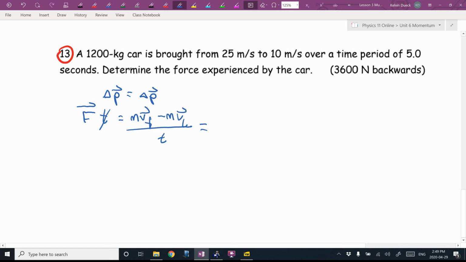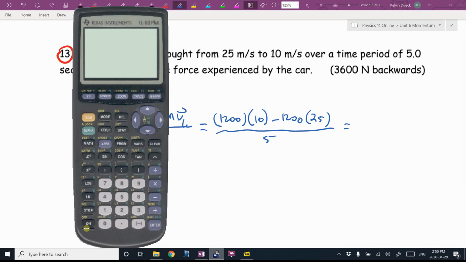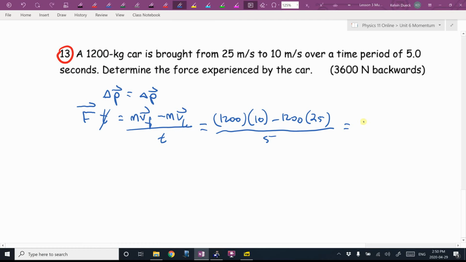Because then to get the t by itself, I do that, and I can get there in one line. It's going to be mass 1200, velocity final 10, minus mass 1200, velocity initial 25, all over 5 seconds. I get 1200 times 10 minus 1200 times 25 divided by 5, and I get negative 3,600 newtons, or 3,600 newtons backwards. We're slowing down.